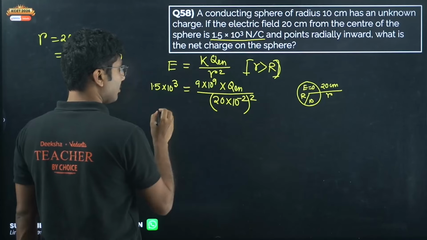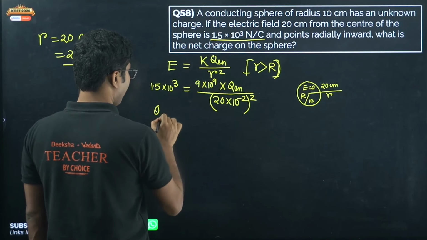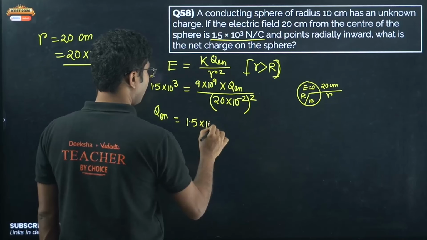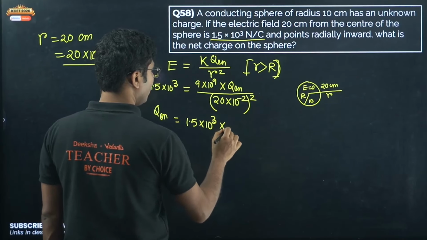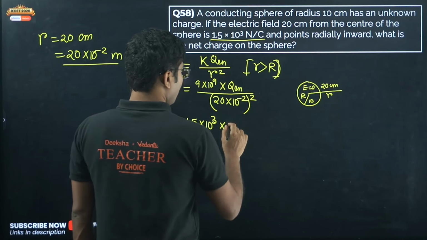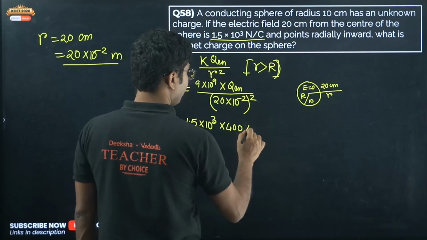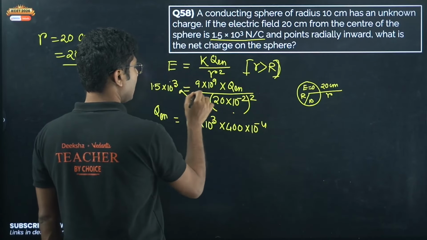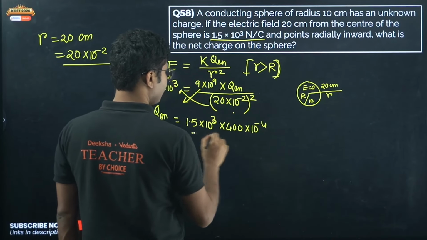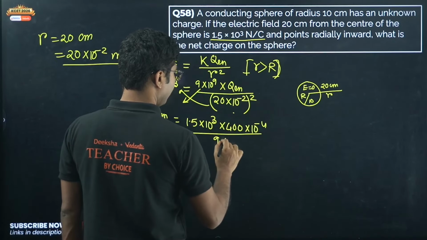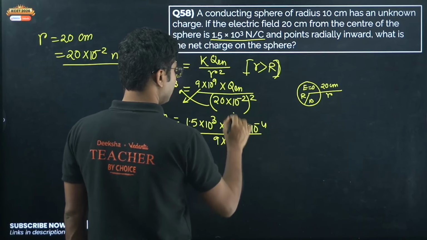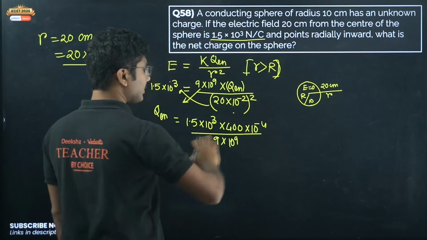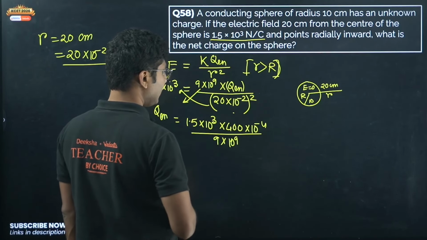Now, so Q enclosed equals to 1.5 into 10 to the power of 3 into 400 into 10 to the power of minus 4. So this goes over here, cross multiplication comes over here, this will be in the division, divided by 9 into 10 to the power of 9. Now this one we have separated, so this one stays on our left hand side. Okay, now only simplification is what we needed.